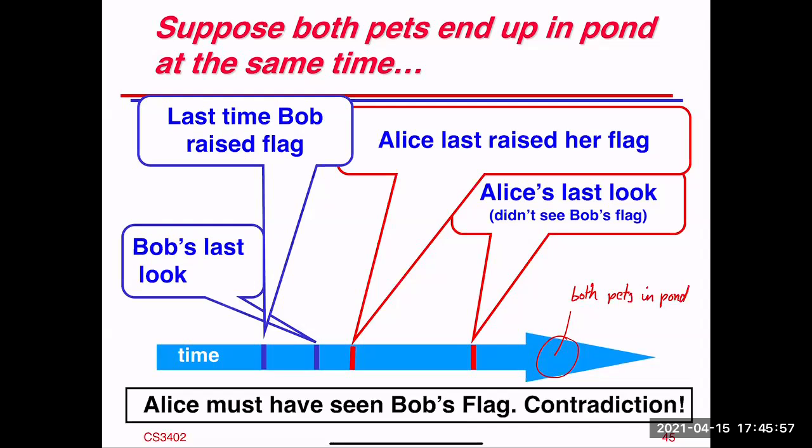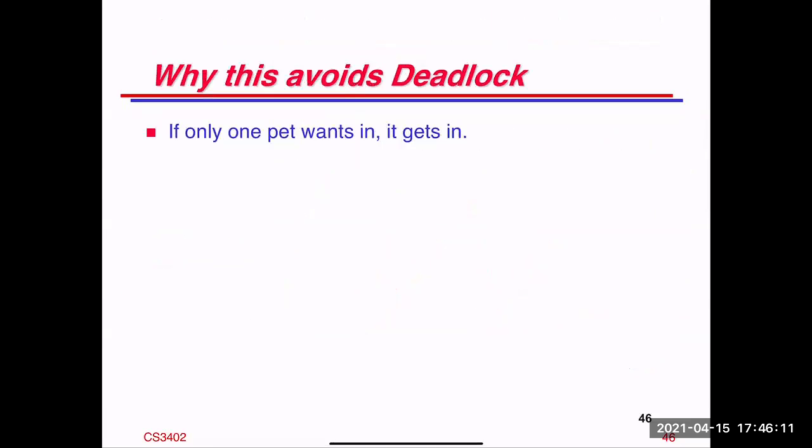Okay, so we have a contradiction because Alice was looking at Bob's flag here and she didn't see it. Good, so we know that mutual exclusion holds. So what about deadlock? Well, if only one pet wants in, meaning the other pet doesn't want in, so let's say only Alice's pet wants in, then Bob's pet does not, so Bob is not going to raise his flag, and therefore Alice's pet will get in.